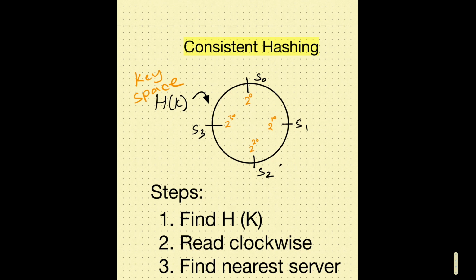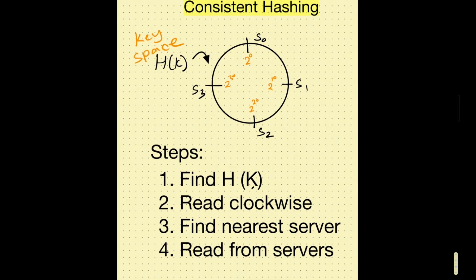Now, once you organize it in a circle, you put the machines you have on the circle. Let's say you have 4 machines. You evenly distribute the servers you have across this ring of numbers. So you put S0 over here, 1, 2, and 3. Now let's say a request comes in. How do you find on which server your data lies? The steps are pretty clear.